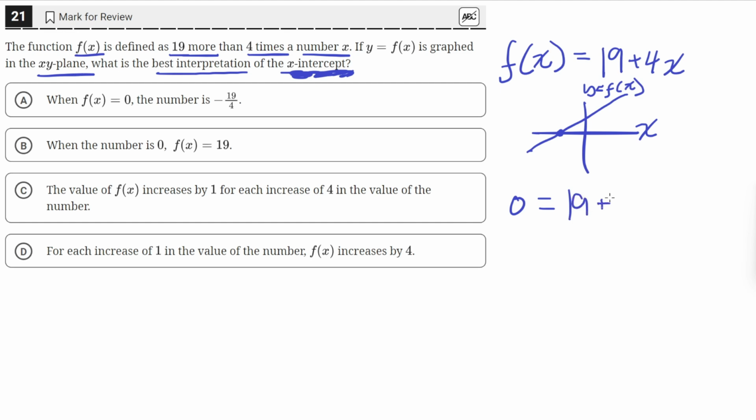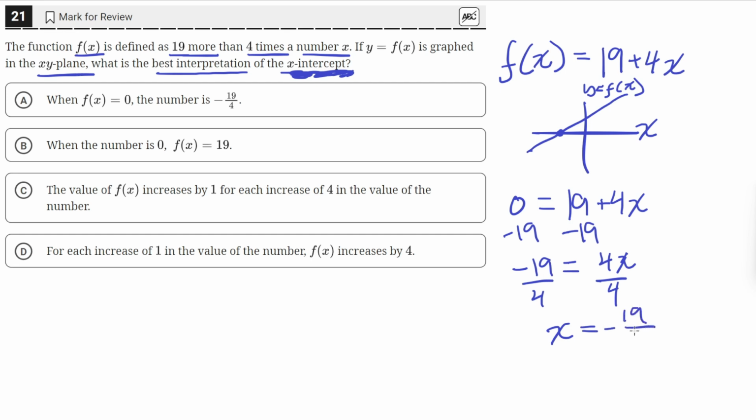So 0 equals 19 plus 4x. So now we can just solve for x. We can subtract 19 from both sides to get negative 19 on the left and 4x on the right. Then we can divide both sides by 4 to isolate the x, so we'll have x equals negative 19 over 4. So the graph of f of x touches the x-axis at an x value of negative 19 over 4.